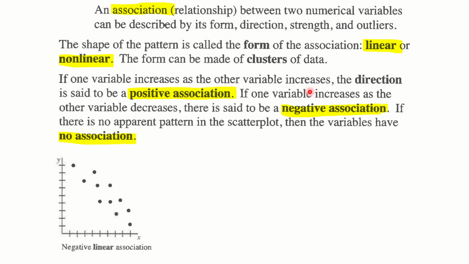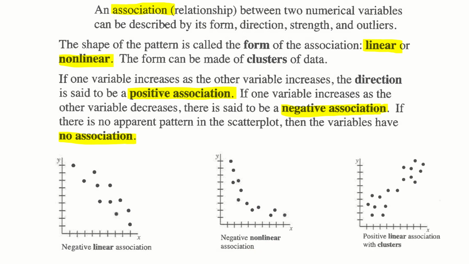They're using the word linear because of its form, you can approximate this with a line. This next one looks nonlinear. It looks like there's some kind of a curve in here, and it's a negative nonlinear association. The last one they have is a positive linear association, and they're saying it's got some clusters. There's a cluster of data here and here. But in general, it appears that a line could model this data fairly well.